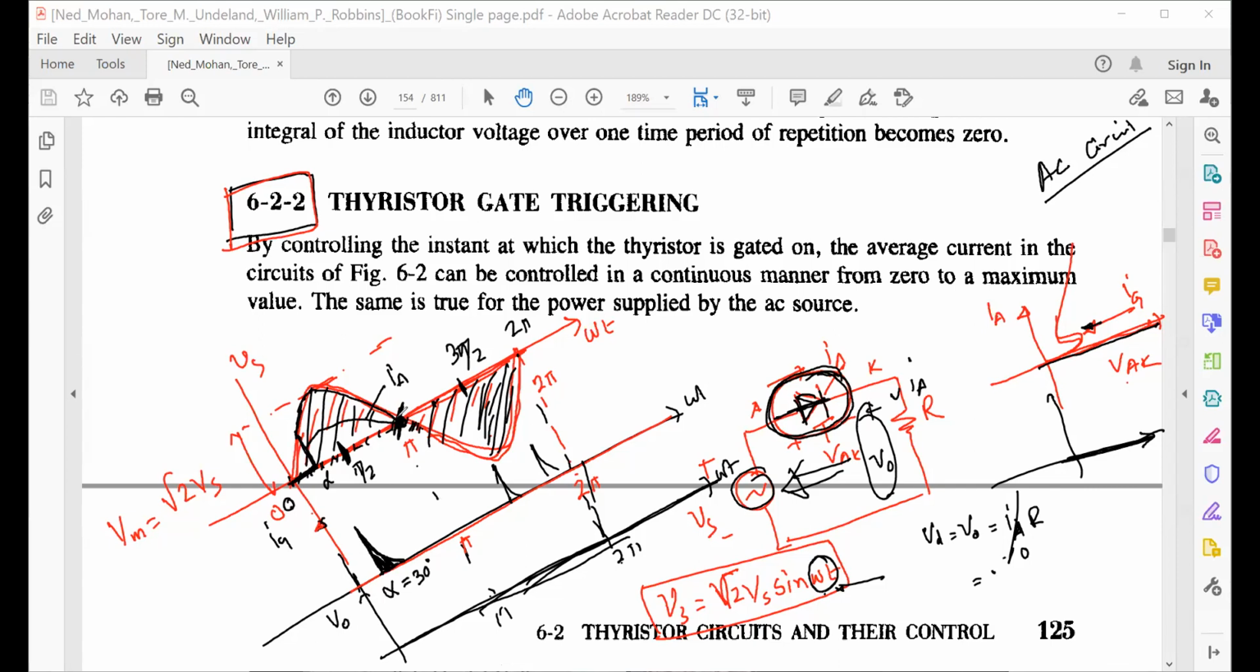From omega t equal to 0 to pi, the current is 0 at omega t equal to pi, and you look after that the voltage is negative. So the thyristor will stop conducting from pi to twice pi, and even for the next half cycle, if you apply the pulse again at omega t equal to twice pi plus alpha, then only it will be conducting, and then the output voltage will be like this.